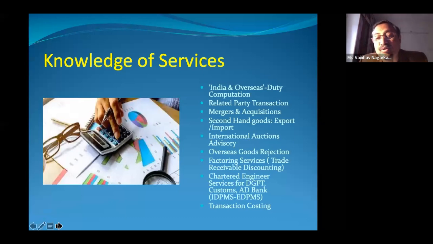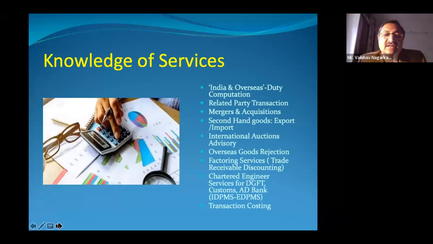So second-hand goods importers plus customs have their own rules and regulations. The DGFT has made the policy on how to address second-hand goods. FEMA has also addressed the perspective on second-hand goods and the timelines for repayment or for payment to the supplier. How long one can hold, what time the credit line can be available, so that they can get the maximum usage of that. So second-hand goods is another domain where you can render services. Auctions advisory, international auctions, is also one domain you can look into.